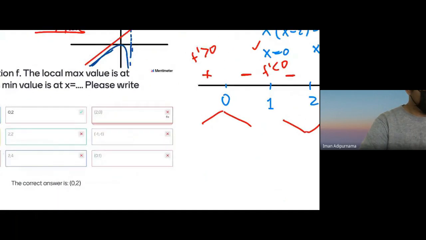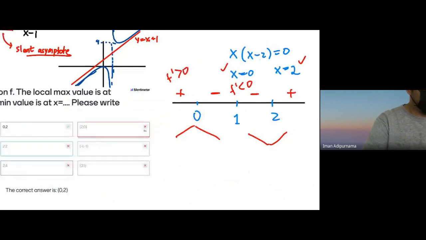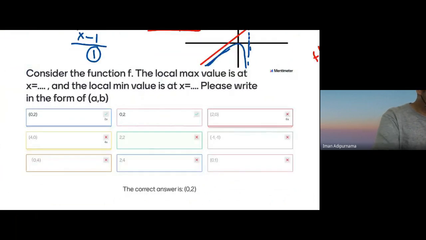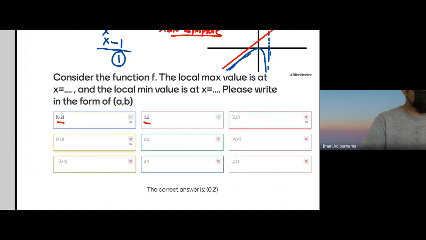And we get that actually the max is at x equals 0, going from positive to negative here. So this is max, and this is min, right? So max value will be 0, and min value will be 2. So this is correct.